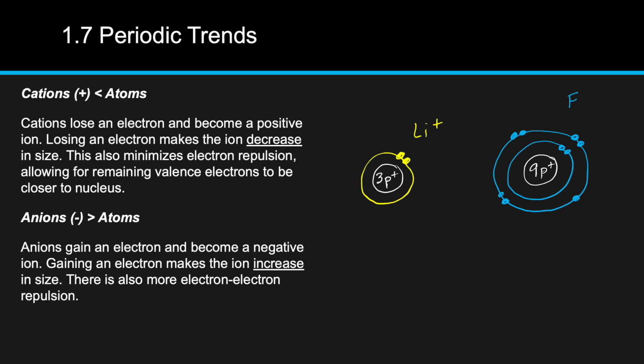And when we add an electron, nothing is changing between its protons and electrons in terms of the nucleus having more of a grip on those electrons. What's actually happening is when you add this electron here, there is greater repulsion between all the electrons, and that's going to increase the radius of the atom or the ion.